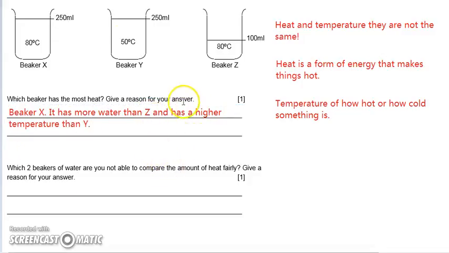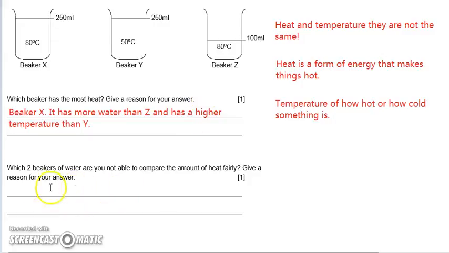Remember that this is a comparison question. So when you compare, you must name what you're comparing. So you can't just say beaker X has more water and higher temperature. If you say beaker X has more water, it's not true because beaker Y has the exact same amount of water. And if you say higher temperature, it's not true because Z has the same temperature. So you must mention both to get that one mark.